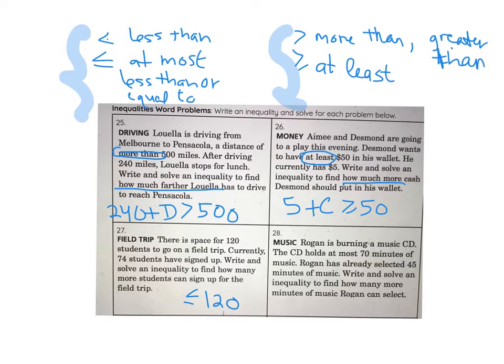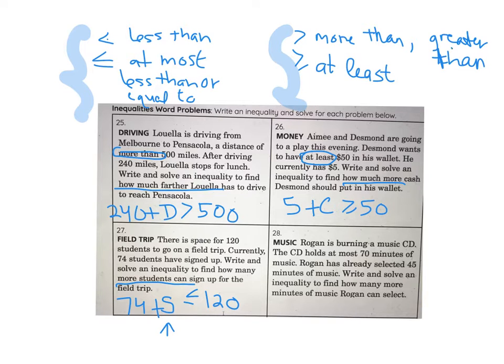Let's keep on reading. It says currently there's 74 students that have signed up, and we want to know how many more students can sign up. So you have your 74 plus your additional however many students. That's the letter S, by the way, that right there. So long as it is less than or equal to 120.